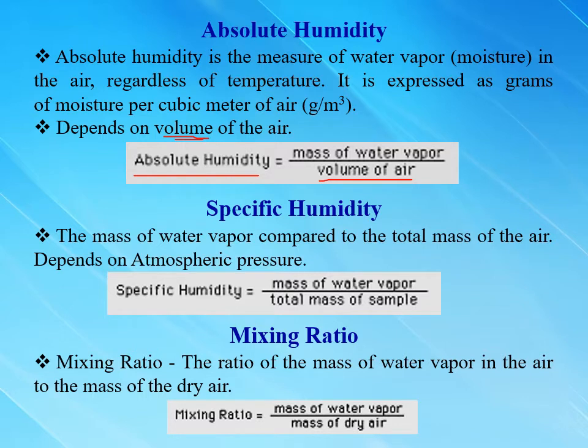The next is specific humidity. It is a ratio between the mass of water vapor and the total mass of the air in which that water vapor remains. It depends on the atmospheric pressure. The third one is the mixing ratio. It is the ratio between the mass of water vapor in the air and the mass of dry air, that is, after discarding the mass of water vapor.